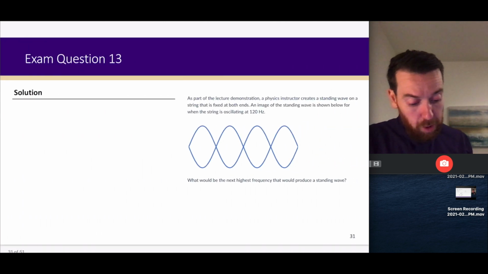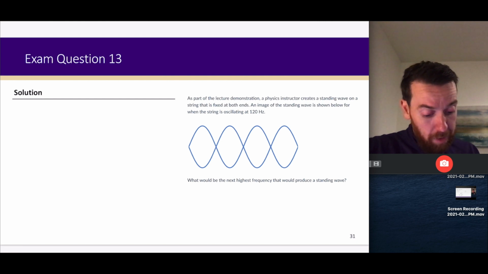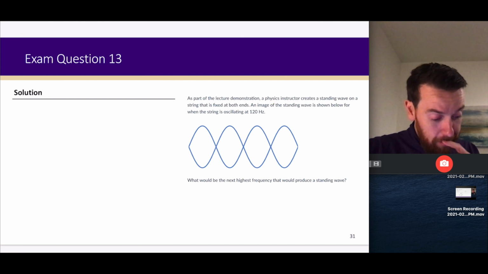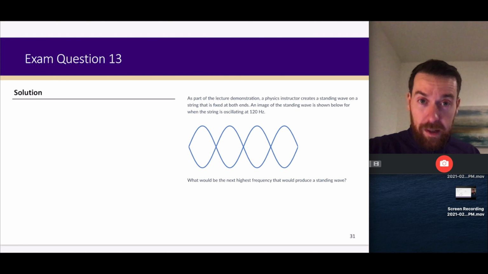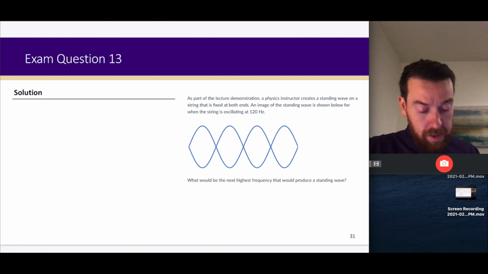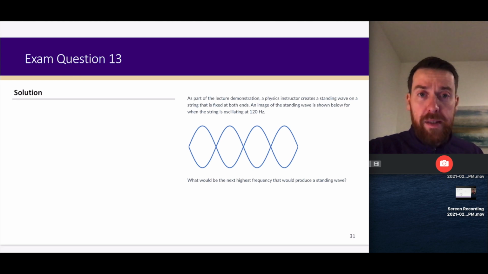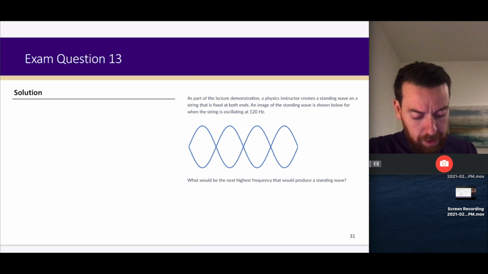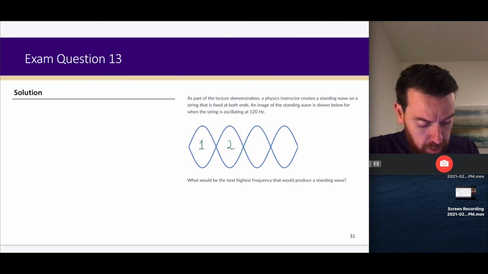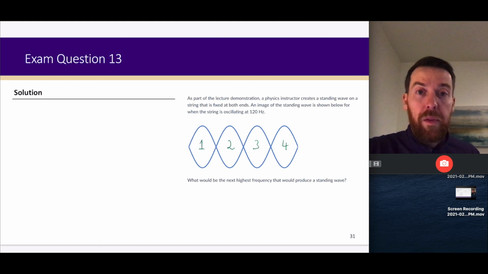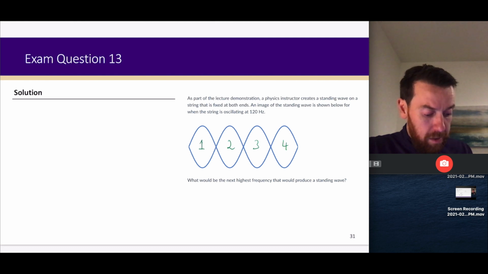So for question 13, we have a lecture demonstration. A physics instructor creates a standing wave in a string fixed at both ends. So that's the context, standing waves on strings. An image of the standing wave is shown below for when the string is oscillating at 120 hertz. When you're counting the mode number for a standing wave in a string, you want to be counting the number of antinodes. So that's 1, 2, 3, 4. So in this particular case, this is referring to m equals 4.